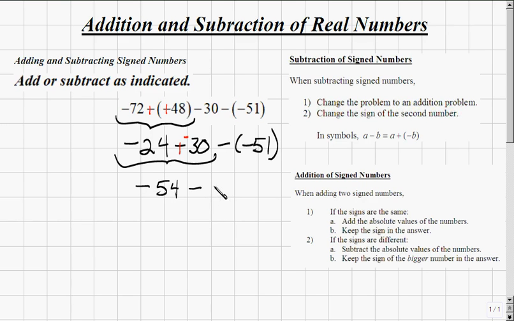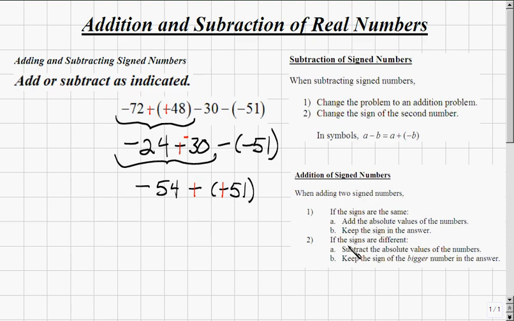To this, let's subtract a negative 51. Again, since we're subtracting a negative, let's switch this to an addition problem by writing plus and changing the sign of our second number. So now we have negative 54 plus 51.